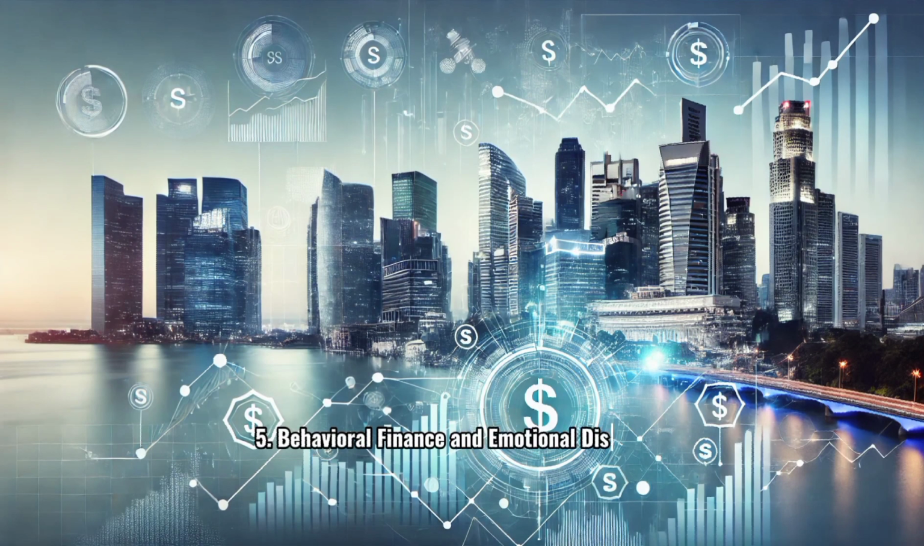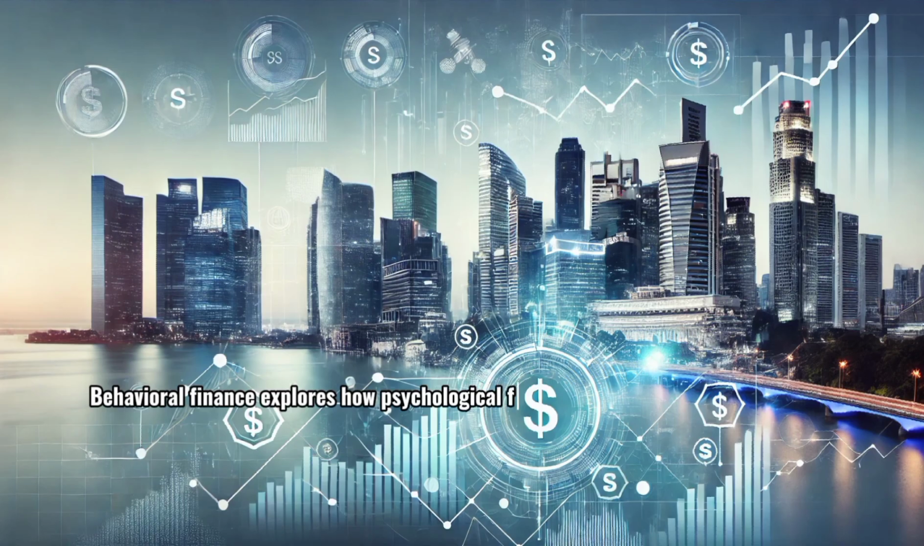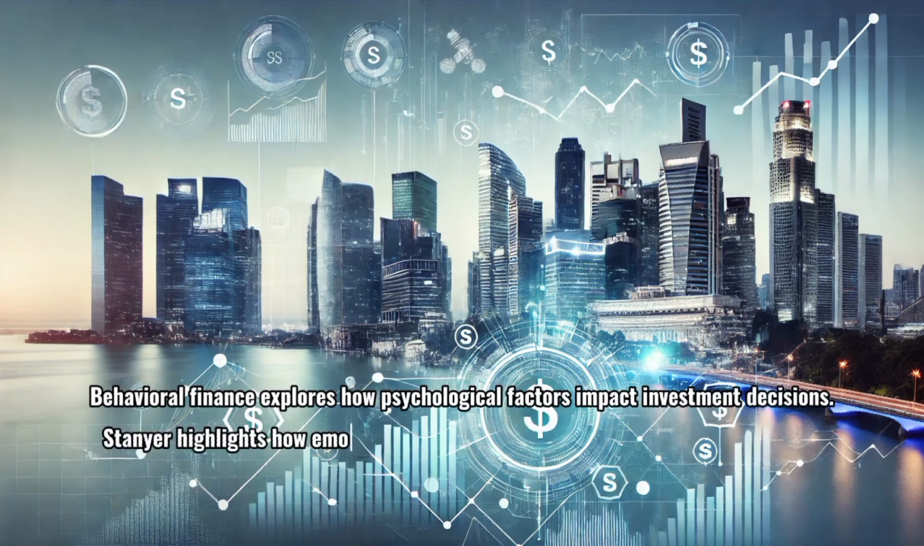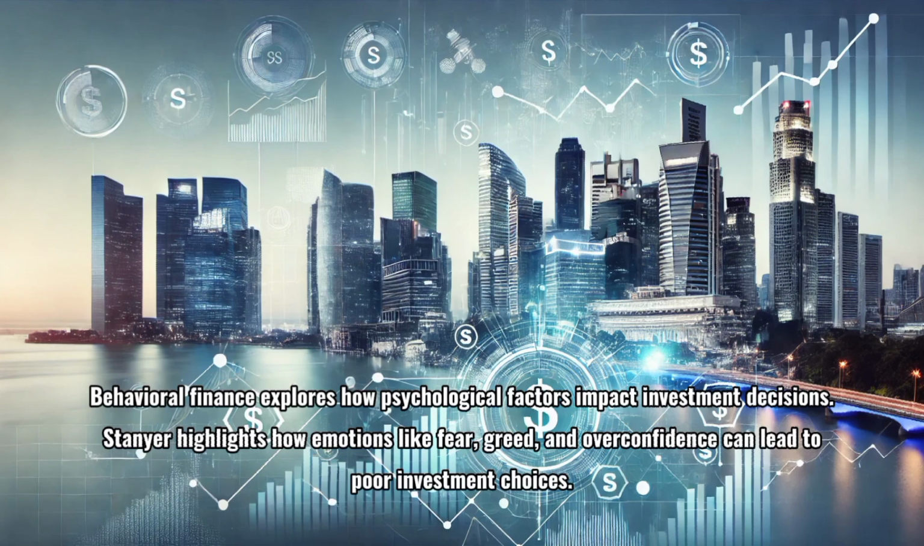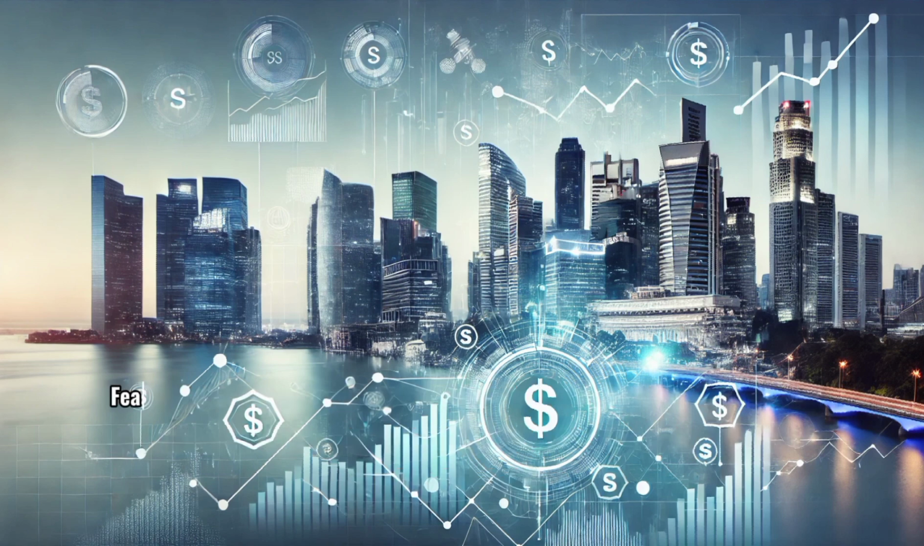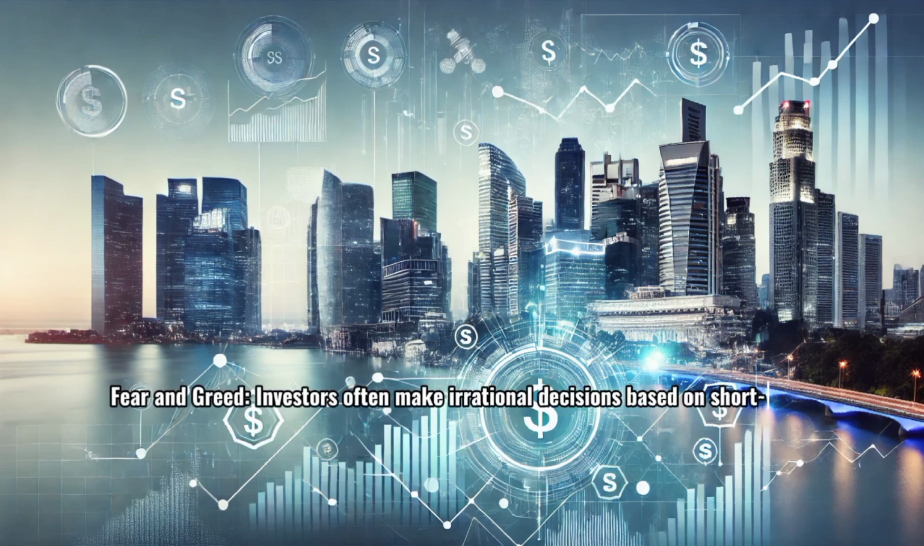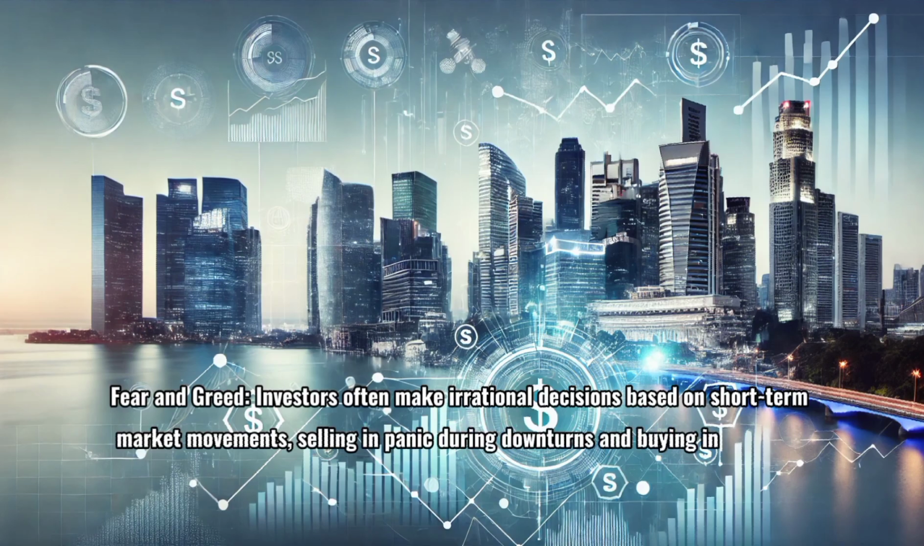5. Behavioral finance and emotional discipline. Behavioral finance explores how psychological factors impact investment decisions. Stanyer highlights how emotions like fear, greed, and overconfidence can lead to poor investment choices. Fear and greed. Investors often make irrational decisions based on short-term market movements, selling in panic during downturns and buying in euphoria during bull markets.